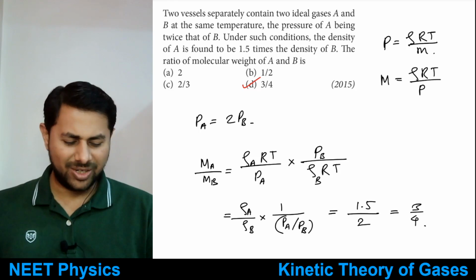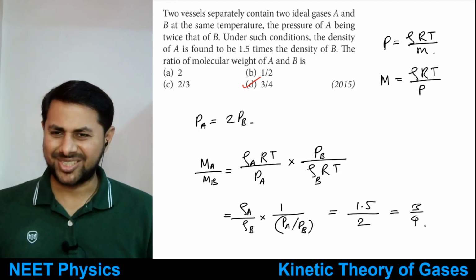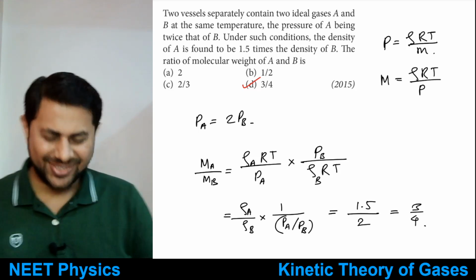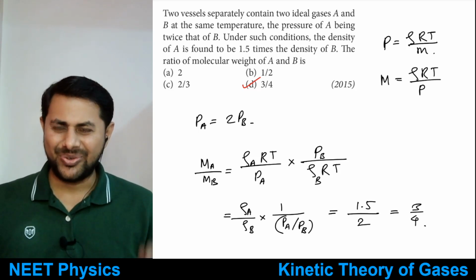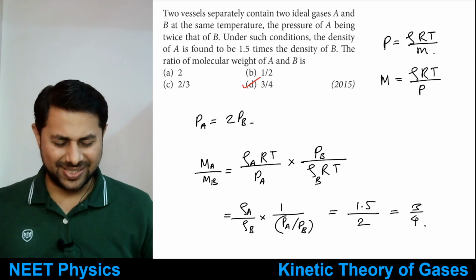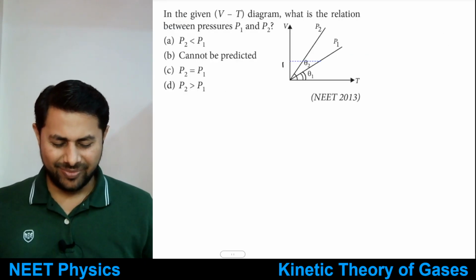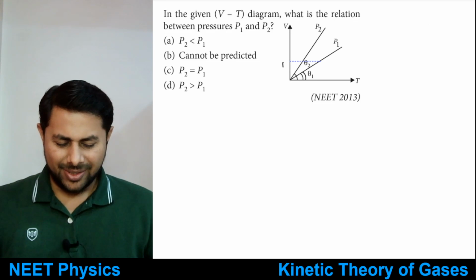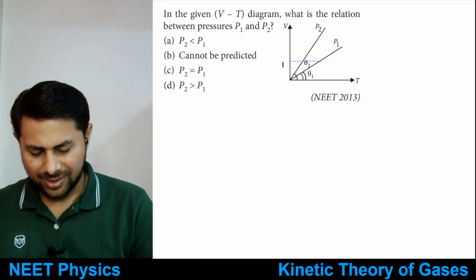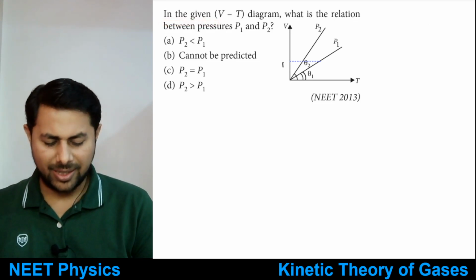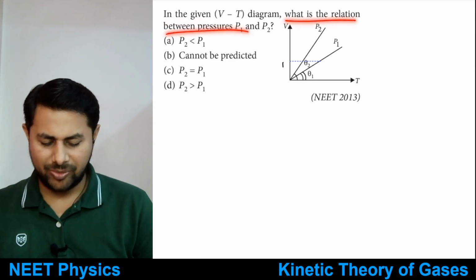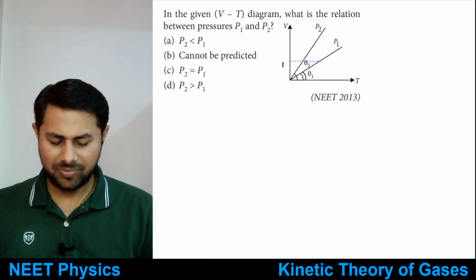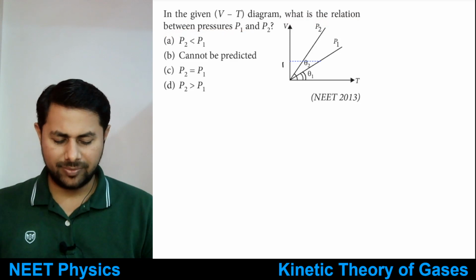I particularly like this chapter because most of the questions are like this. Just some adjustment, no substitution of large values, no lengthy formulae. Okay, let's see the next one. In the given VT diagram, what is the relation between pressure P1 and P2? Tell me which one is greater.